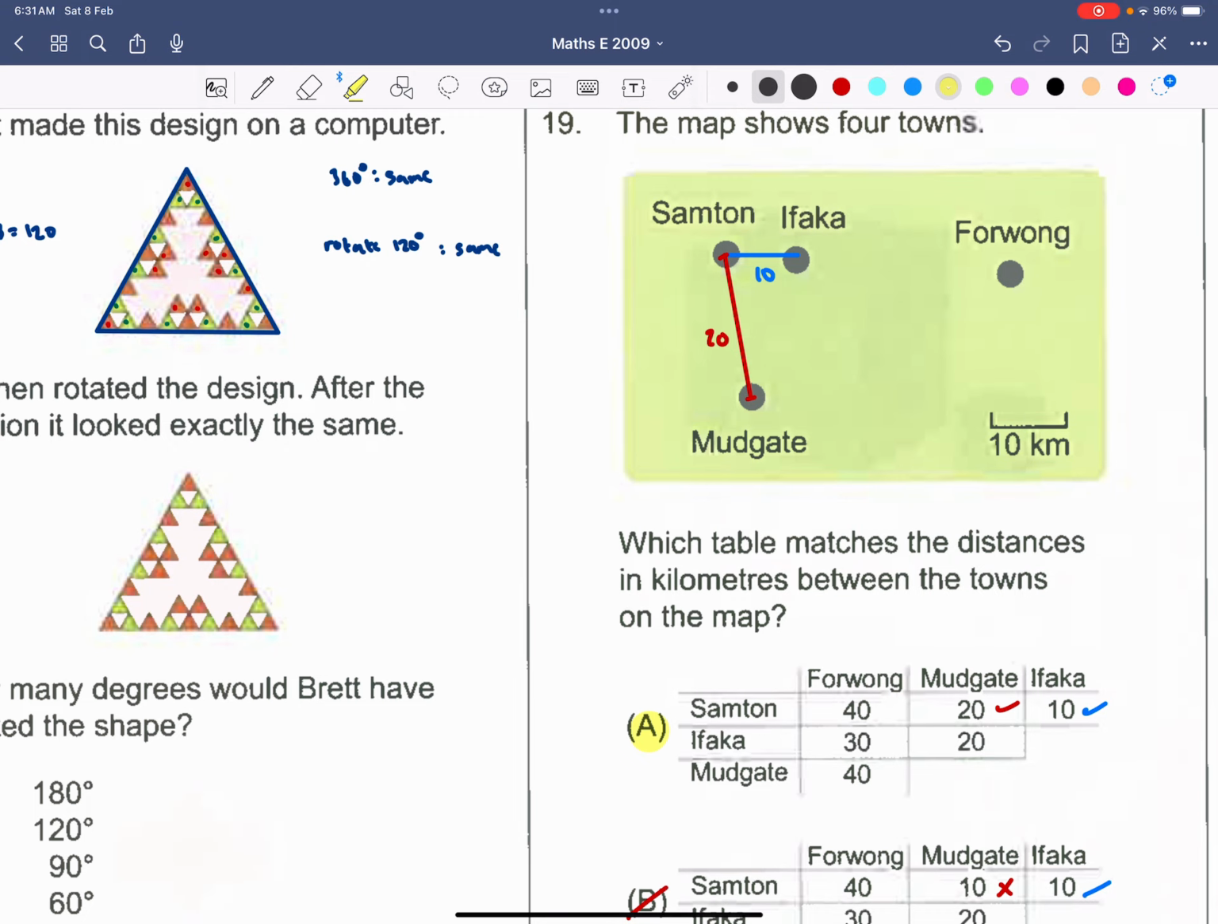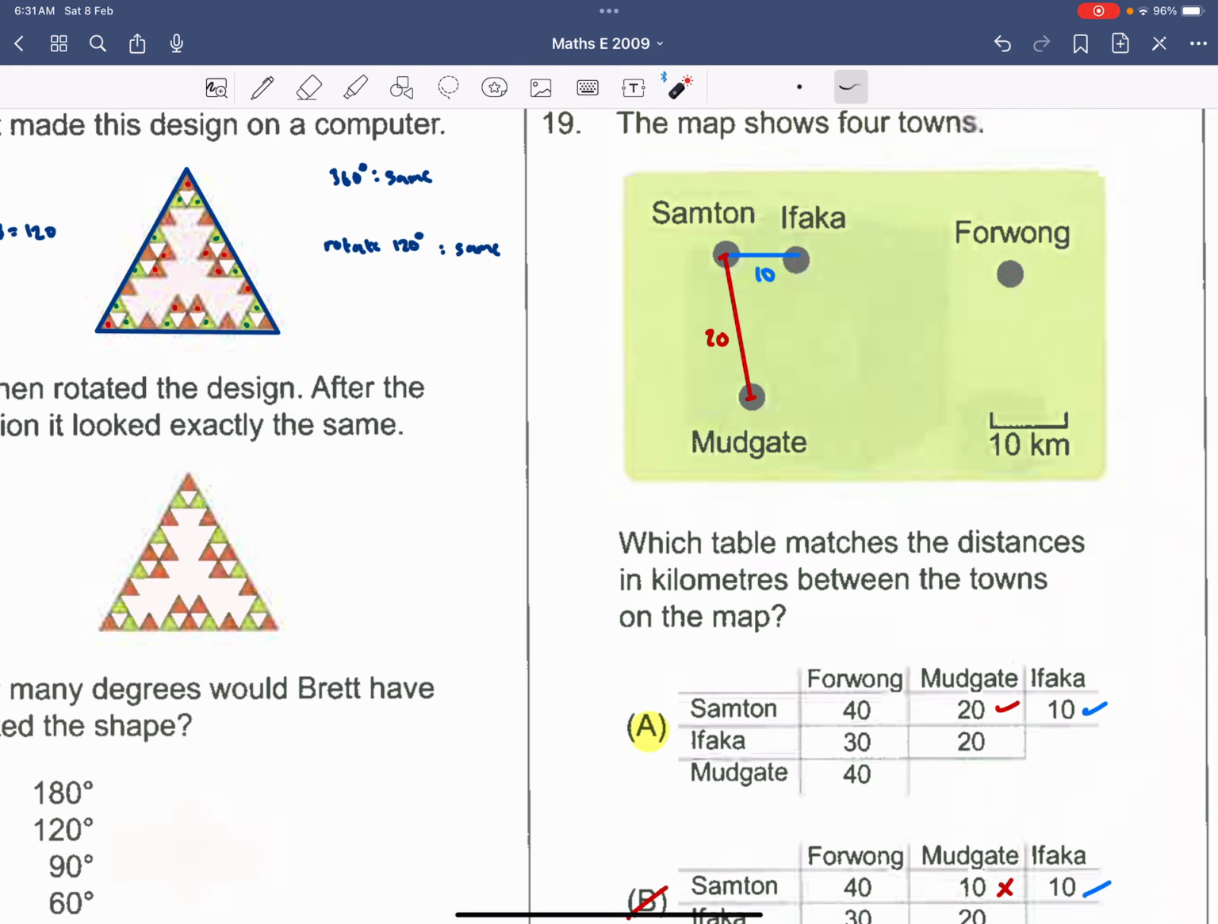And then you can cross-check. You can see Samton to Forwong, that's really big. That's like 1 there, another one, another one, another one. So yes, it does look like it's about 4, so 40 kilometers. So you can see it all seems to match. Ifaka to Forwong is 30. Yeah, this looks about 30. That's like 1, that's another one, that's another one. So Ifaka to Forwong, 30.